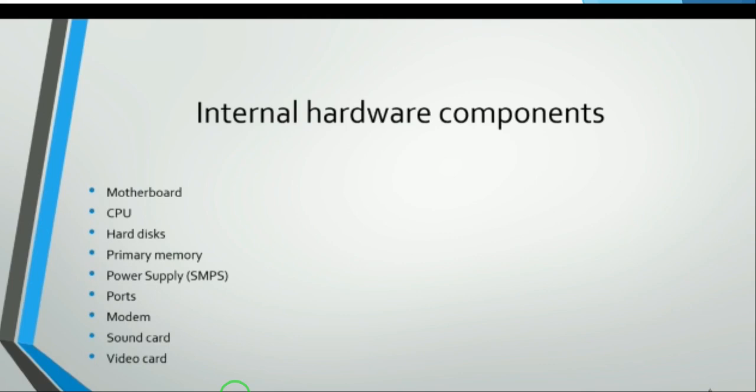First of all, we will discuss about the internal hardware components. All the electrical, electronic and mechanical parts of the computer system which are inside the computer is called internal hardware components. And some of the internal hardware components are motherboard, CPU, hard disk, primary memory, power supply, SMPS. It means switched mode power supply, ports, modem, sound card and video card.